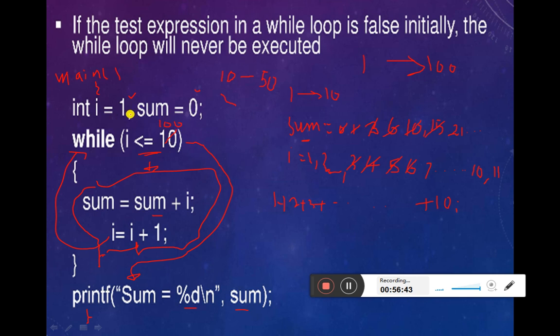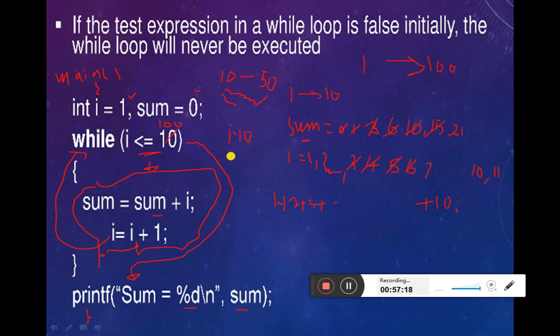So instead of I equal to 1, I should take I equal to 10, the starting number that I want to generate, and my condition test would be less than or equal to 50. So we start with 10, and I want to go from 10 to 50. So my I should be less than or equal to 50. So we'll get another program for adding all the numbers between 10 to 50.